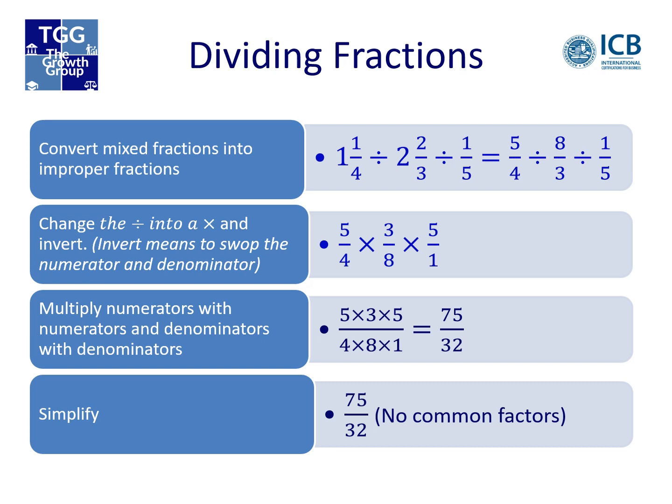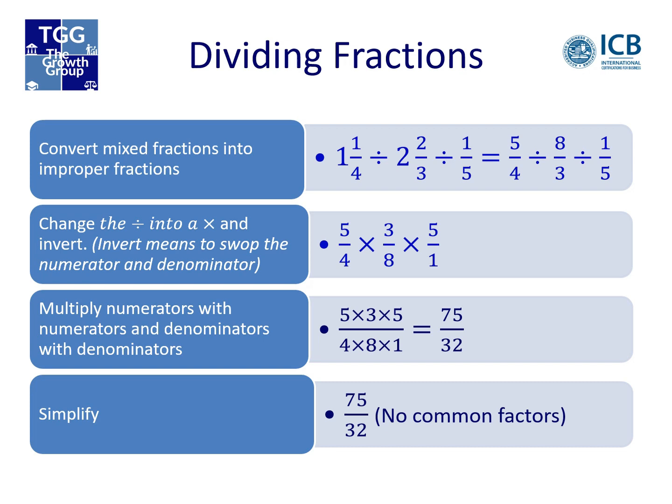Now we can have a look at the division of fractions. So what do we do when we divide fractions? First thing, once again, like always, is we convert the mixed fractions into improper fractions. So 1 1/4 divided by 2 2/3 divided by a fifth is the same as 5/4 divided by 8/3 divided by a fifth.